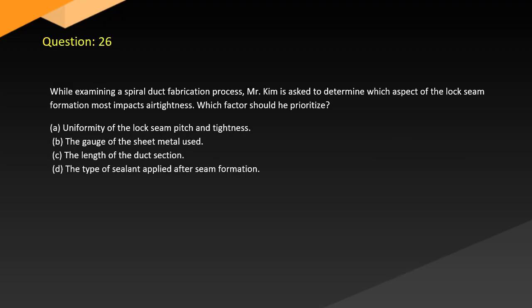Question 26. While examining a spiral duct fabrication process, Istakim is asked to determine which aspect of the lock seam formation most impacts air tightness. Which factor should he prioritize? A, uniformity of the lock seam pitch and tightness. B, the gauge of the sheet metal used. C, the length of the duct section. D, the type of sealant applied after seam formation.